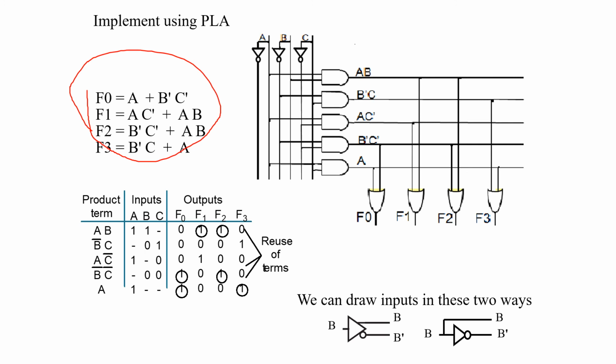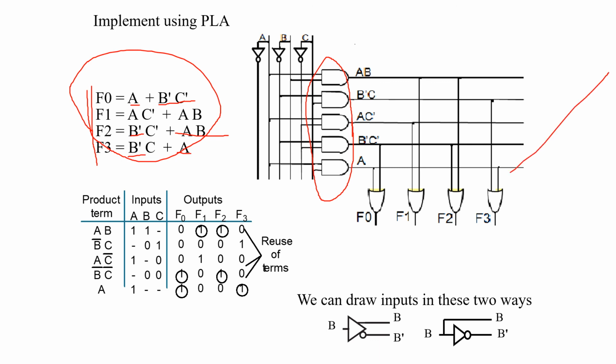So total inputs are A, B, C, and 4 outputs are there, F0, F1, F2, F3. The product terms are AB'C', second one AC', third product term AB, fourth product term. B'C' is already repeated, AB is repeated, B'C is new, and A is already repeated. So only 5 product terms are there. So 5 AND gates are required to implement these 5 product terms. Write its programming table and implement by using PLA.